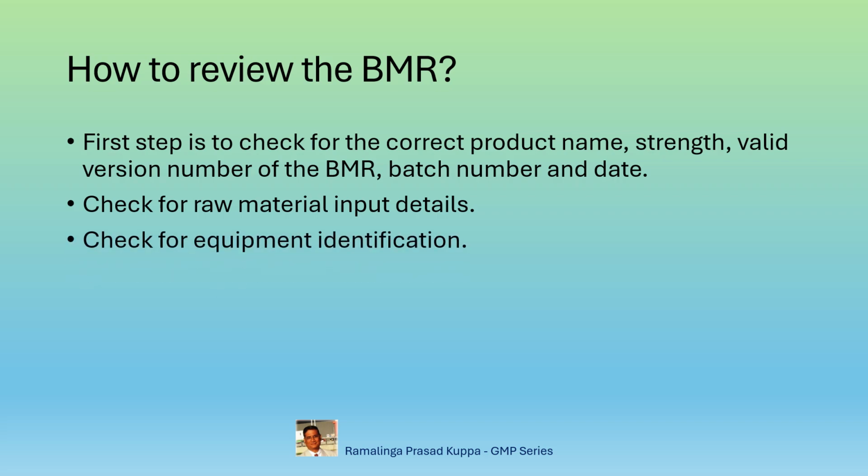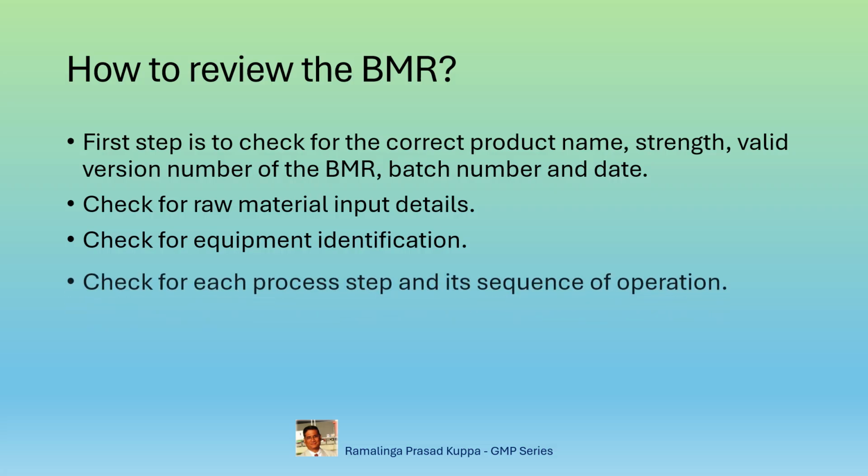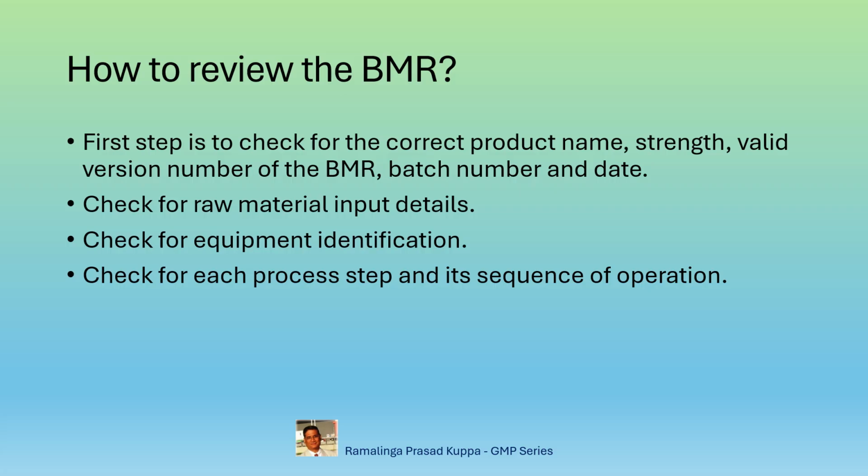Check for equipment identification. Critical equipment should be identified for the process. 21 CFR Part 211.105 prescribes this for dosage forms. Section 6.5 of ICH Q7 has similar prescriptions for APIs. Check for each process step and its sequence of operation. Each step operation should be checked for compliance to specifications.